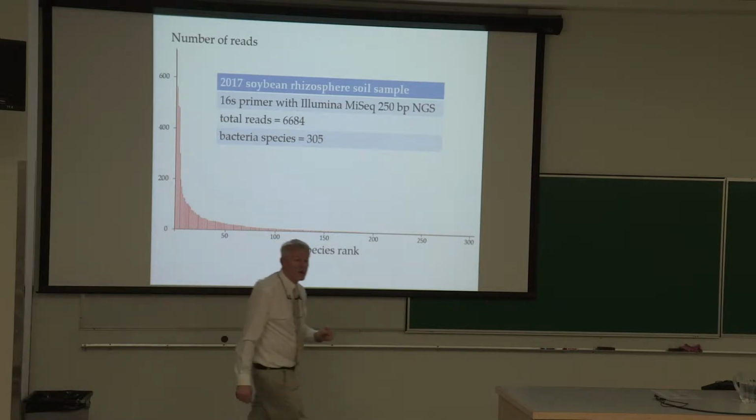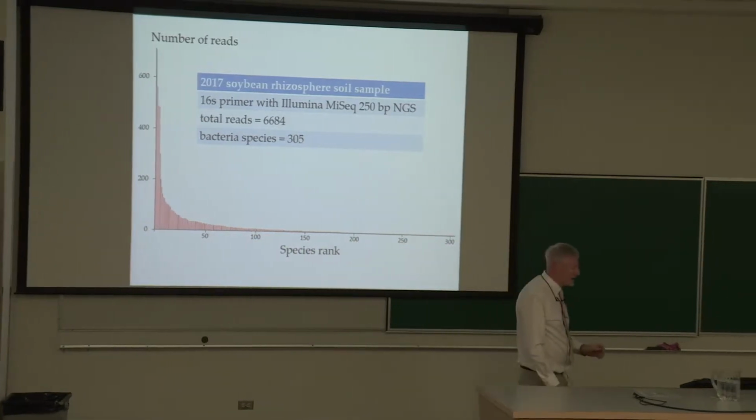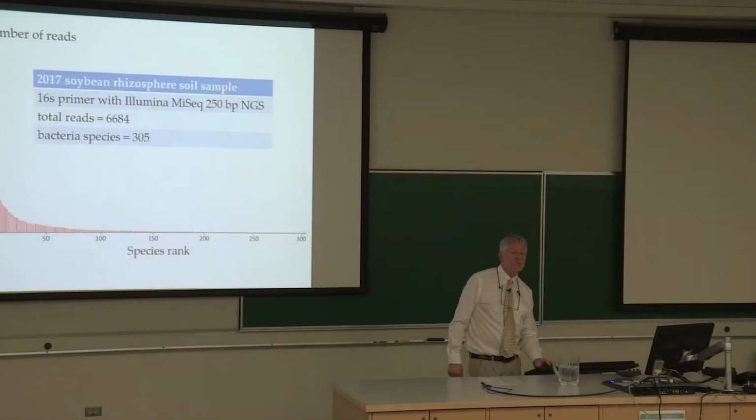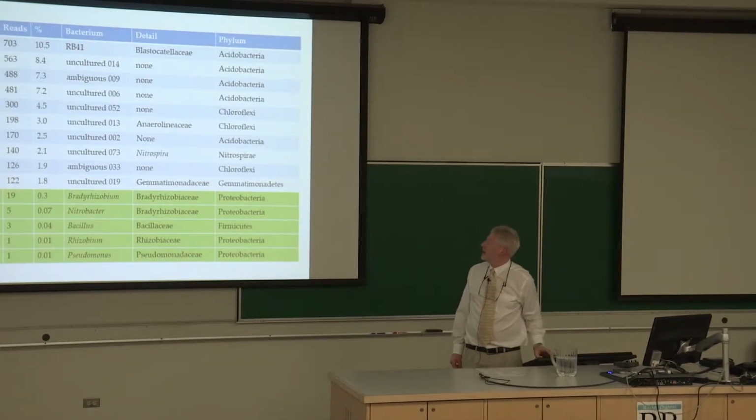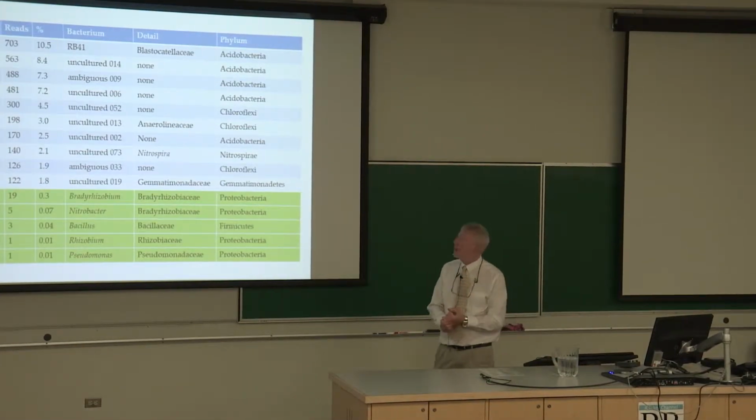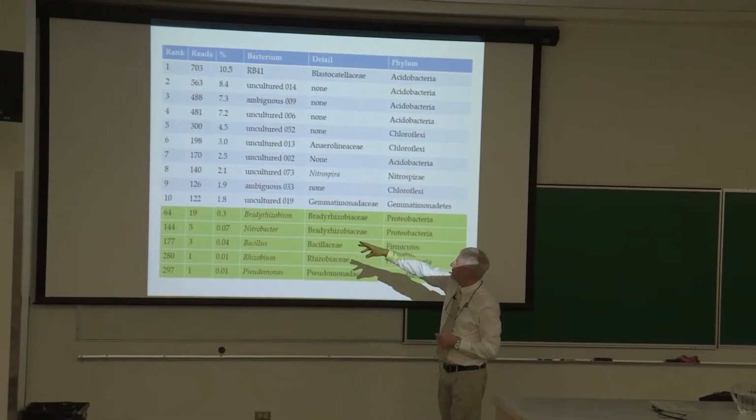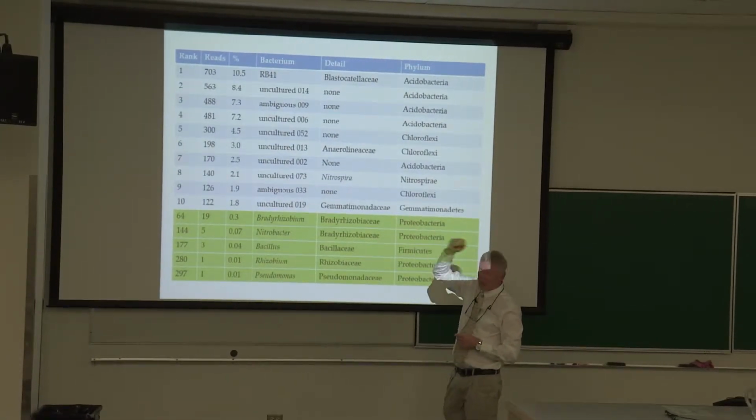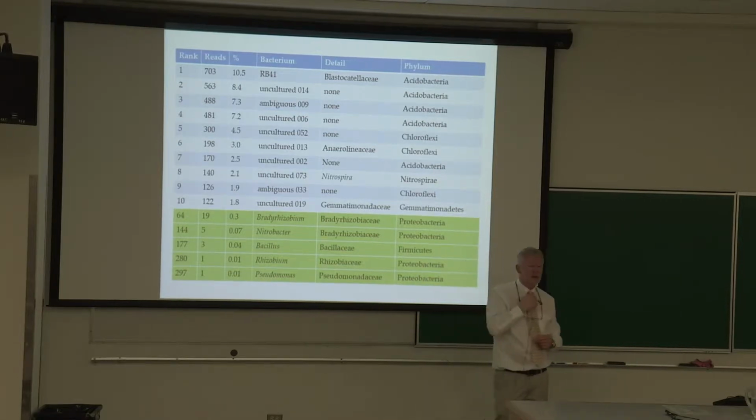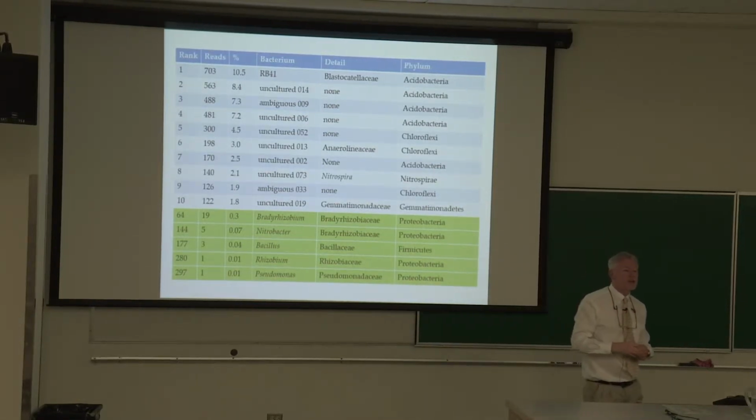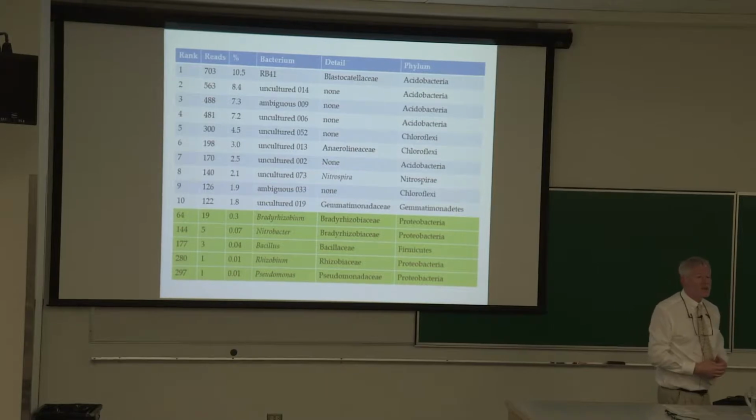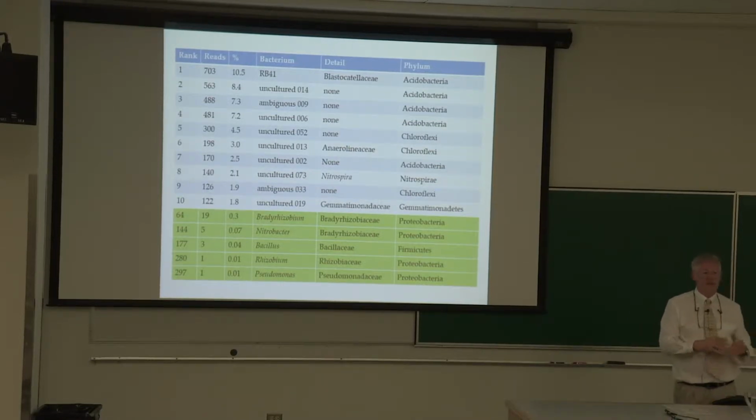So then we can have a look at who's who. Let's look at the top 10. Okay, there's the top 10, the blue, and then the top 10, 703 reads, the other 122 reads. So 10% of the reads are the first bacterium. What we note here is a couple of things. Most of the common bacteria cannot be cultured. They're uncultured. And they show up in the metagenomic analysis.